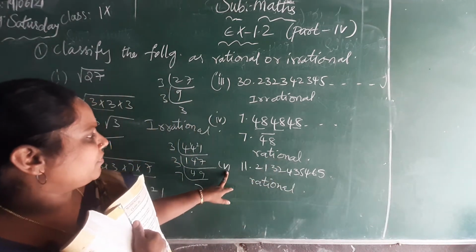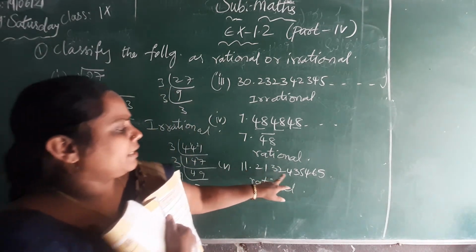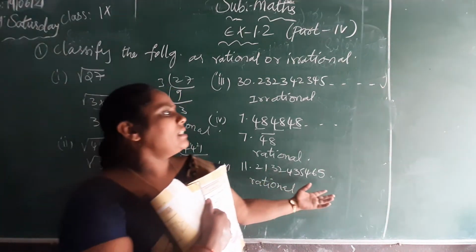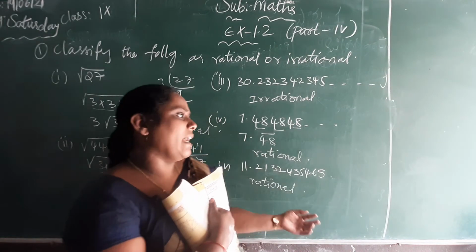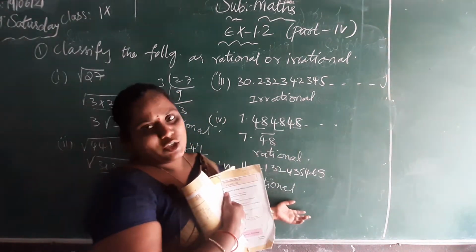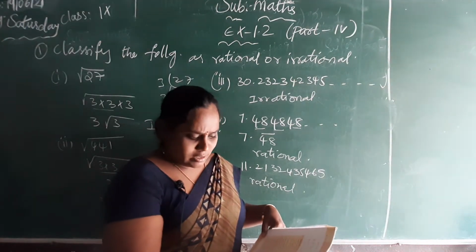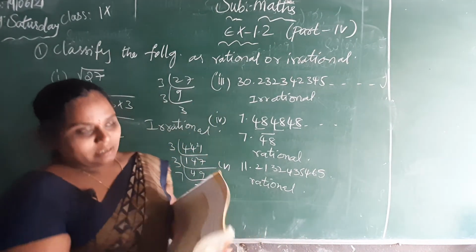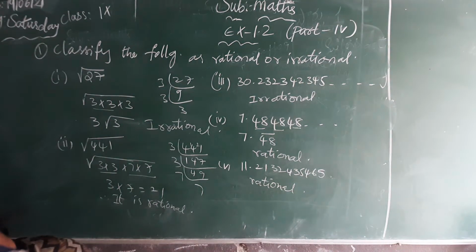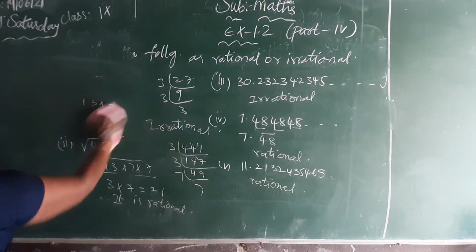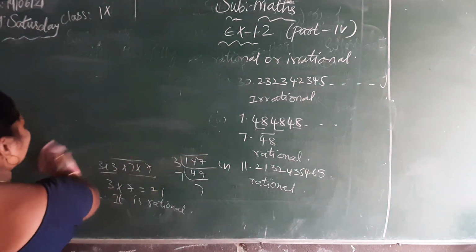Next, the fifth one is 11.2132 435 465. Here the division stopped and is not continuing, so it is a rational number. The final sixth one is irrational. It is continuing, so write the sixth one as irrational. Okay, this is the first part of exercise 1.2.